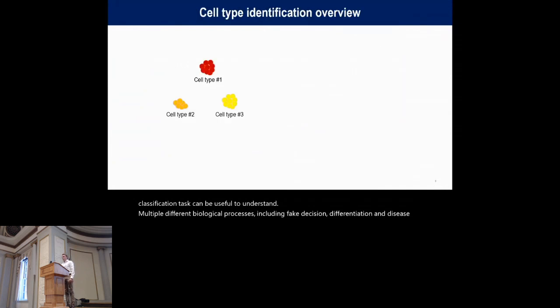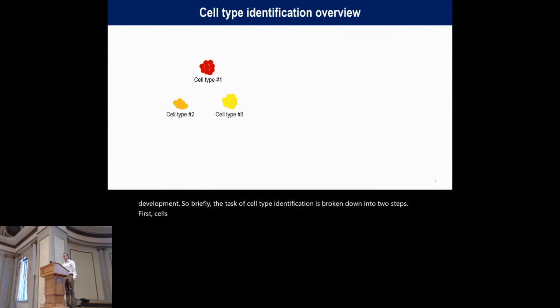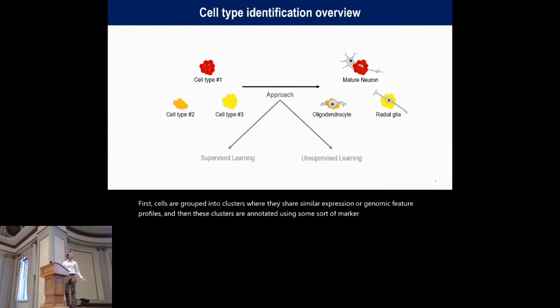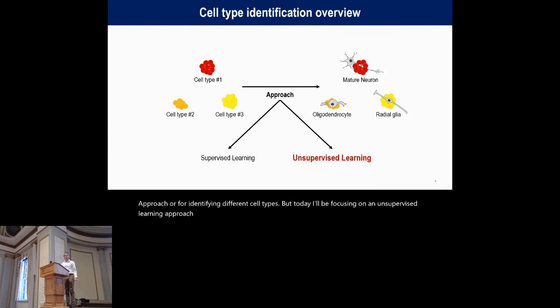Briefly, the task of cell type identification is broken down into two steps. First, cells are grouped into clusters where they share similar expression or genomic feature profiles. Then these clusters are annotated using some sort of marker feature or database. There are both supervised and unsupervised methods for identifying different cell types, but today I'll be focusing on an unsupervised learning approach, which is important when we consider cell types that come from samples that haven't been observed previously, such as novel retinal organoids or other more rare cell types.